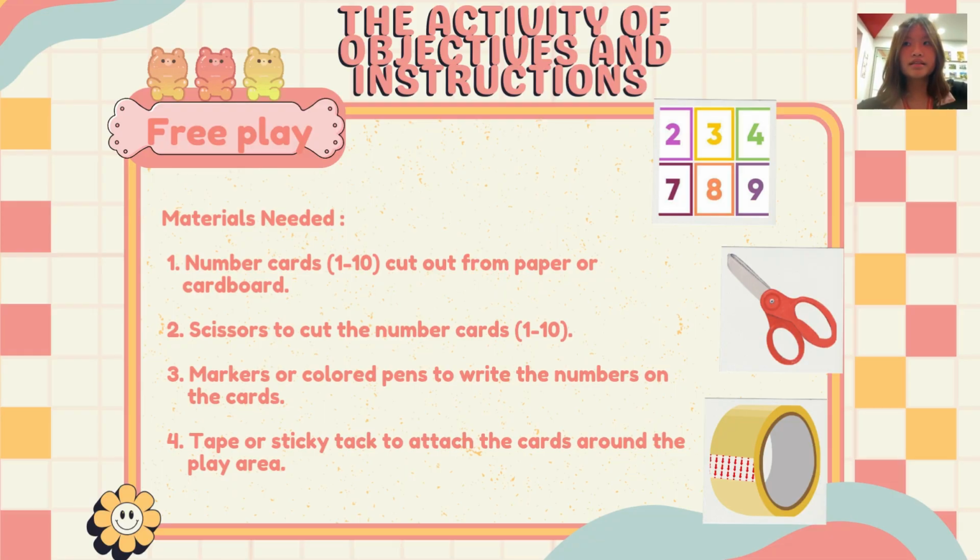Okay, so next, the materials that we need for free play. The first one, number cards 1 until 10, cut out from paper or cardboard. The second one, scissors to cut the number cards. The third one, markers or color pens to write the numbers on the cards. Lastly, tape or sticky tack to attach the cards around the play area.